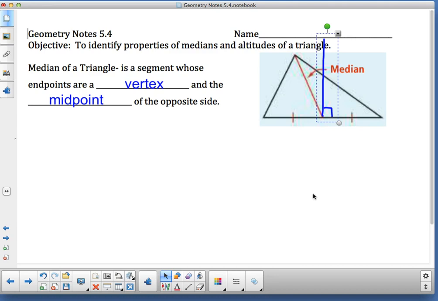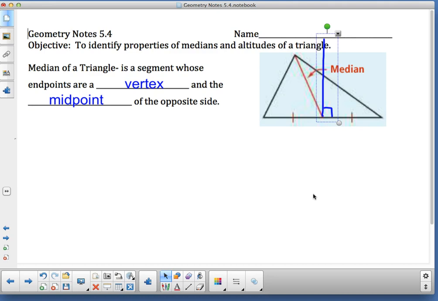Incenters are made by angle bisectors, and the distance to the sides was the same. So we were able to make circles, in-center circles, the inscribed circle. The circumcenter was a circumscribing circle, okay?